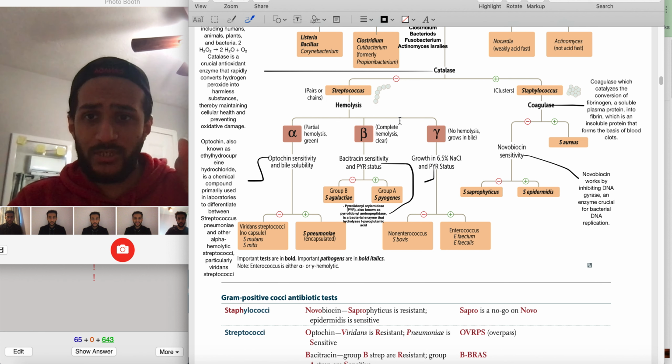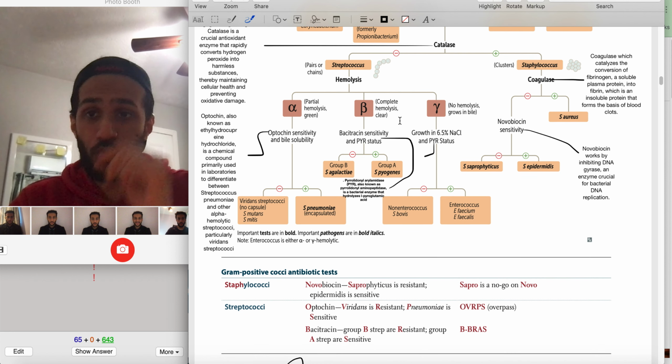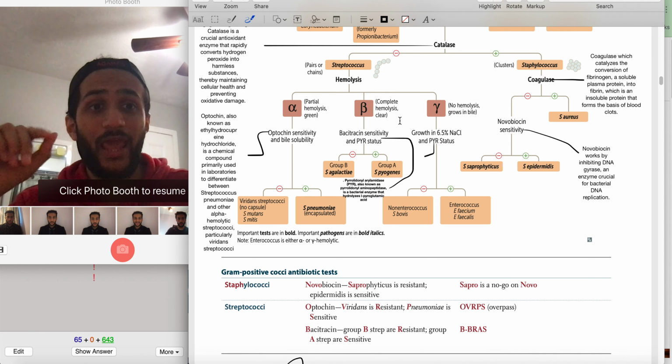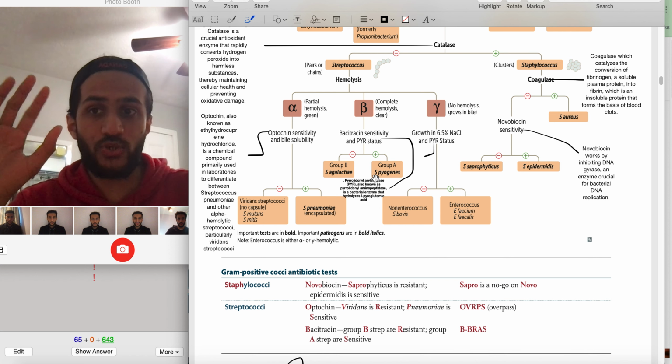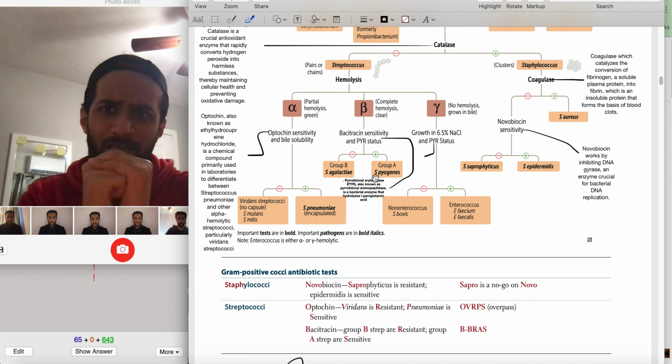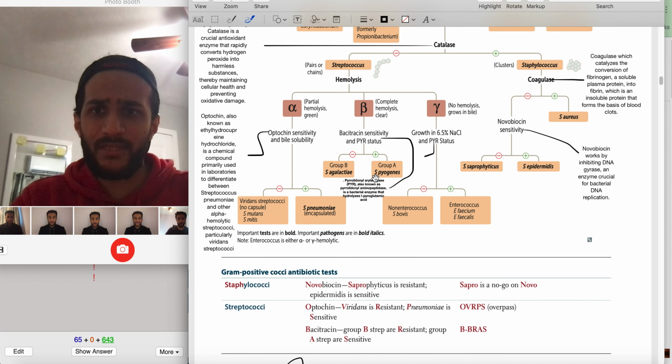So catalase positive is going to be all your staph. And that can be divided also into two groups, coagulase positive or negative. So coagulase, guys, is basically an enzyme which catalyzes the conversion of fibrinogen, which is a soluble plasma protein, into an insoluble protein that forms the basis of the blood clot. So fibrinogen, which is really soluble, into fibrin, which makes that strong insoluble clot. That's going to be done here.